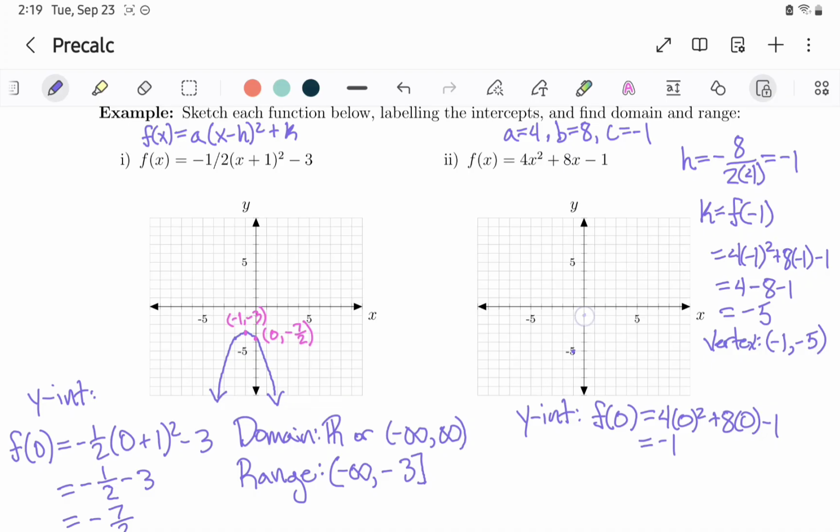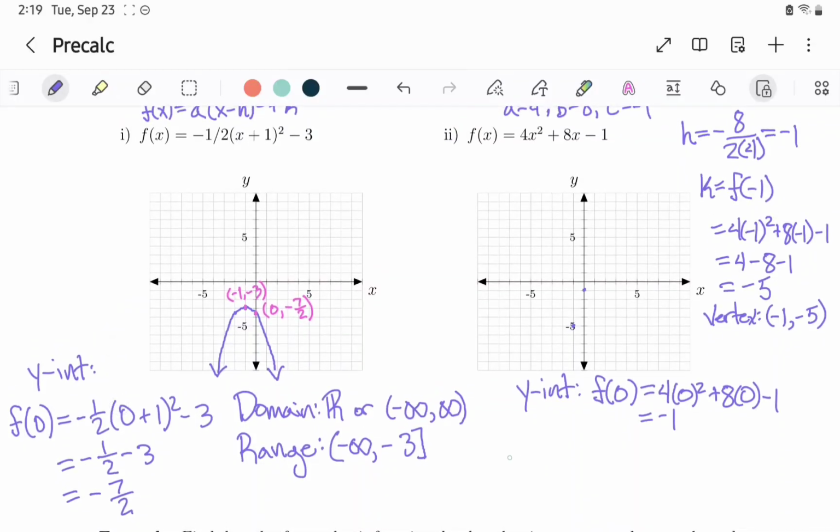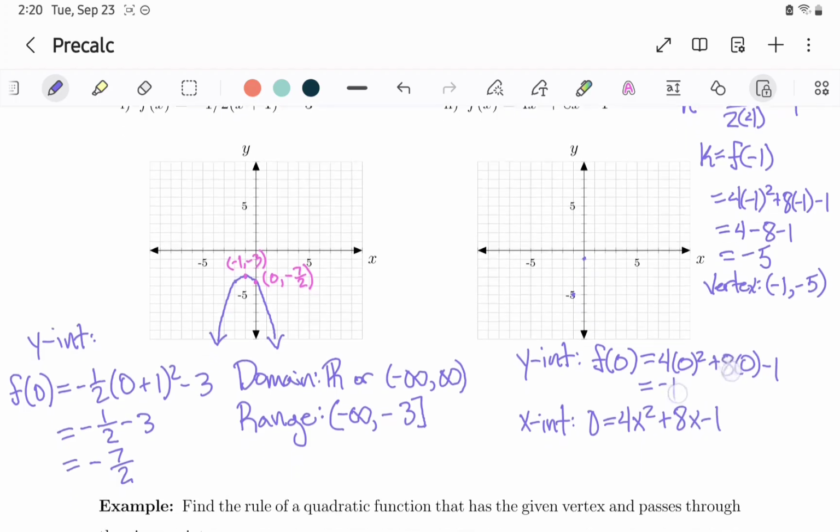Okay, and then for our x-intercepts, we can use the quadratic formula. So we would take our quadratic function and set it equal to 0, which is going to give us the quadratic equation 0 equals 4x squared plus 8x minus 1. And then we would plug our numbers for a, b, and c into the quadratic formula.